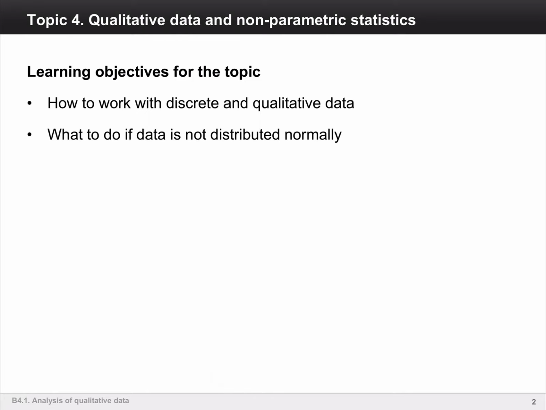If you have data that is not distributed normally, for example, it doesn't follow any known distribution, it has some outliers, so the distribution is skewed, what to do in this case? In this case, you have to use non-parametric methods, and that is the topic for the next learning sequence. Now let's talk about the qualitative data.